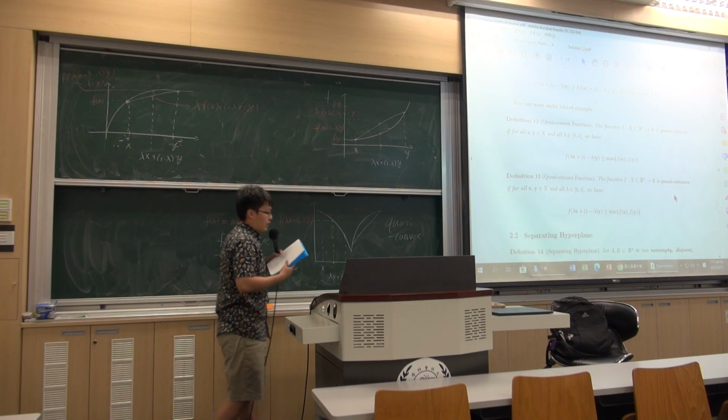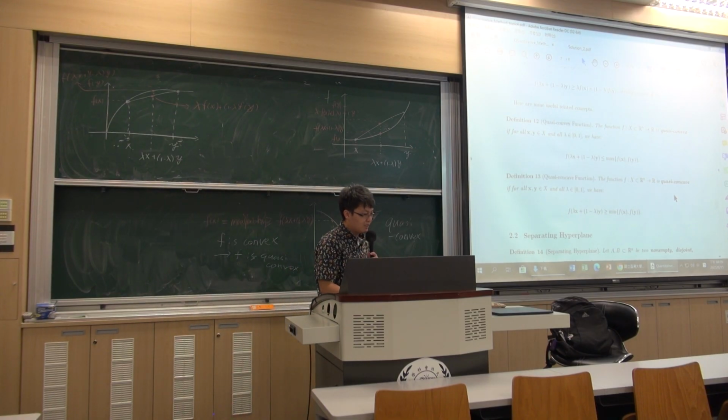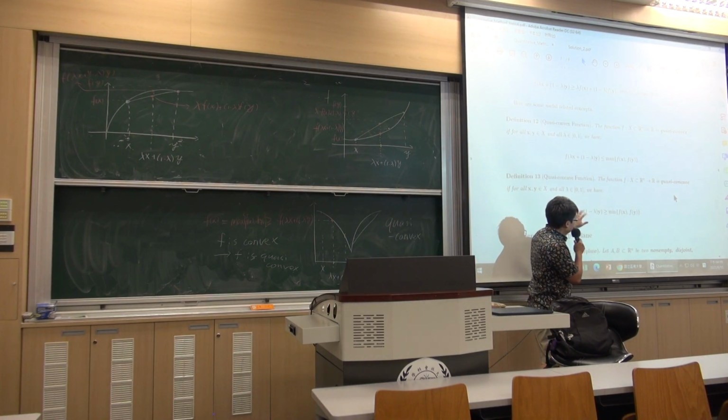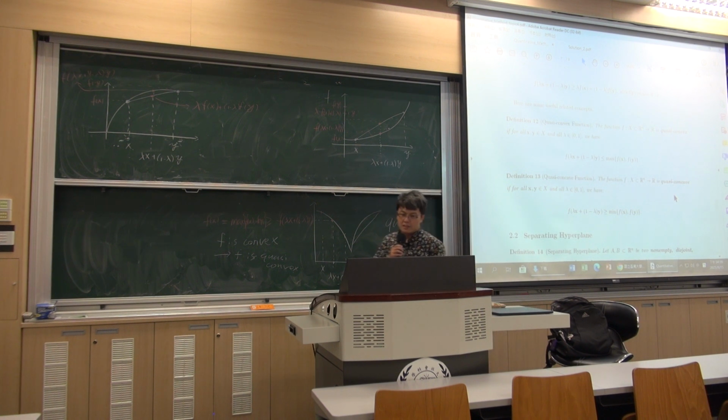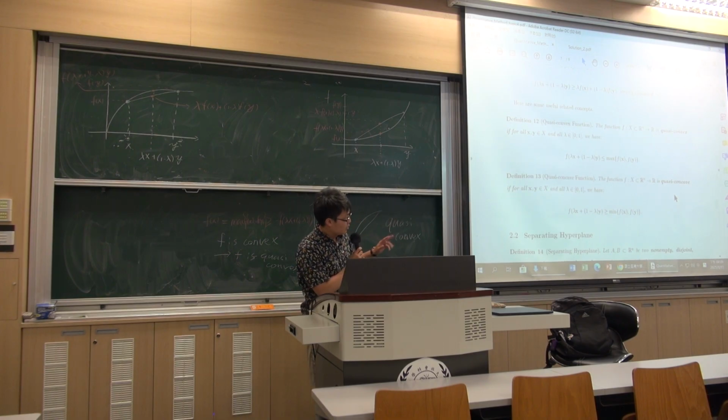Okay, and of course, besides quasi-convex, we have quasi-concave as well. And the way we define it is that the value should be larger than or at least equal to the minimum of the images of the original two points you pick. Okay, so I'm going to draw another graph here.